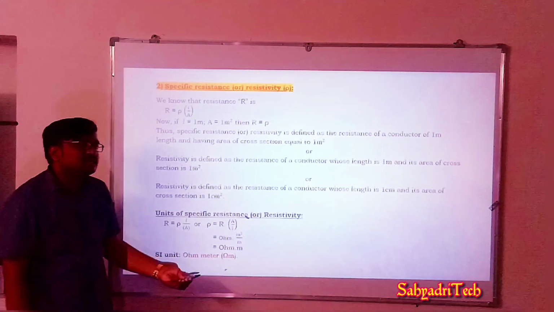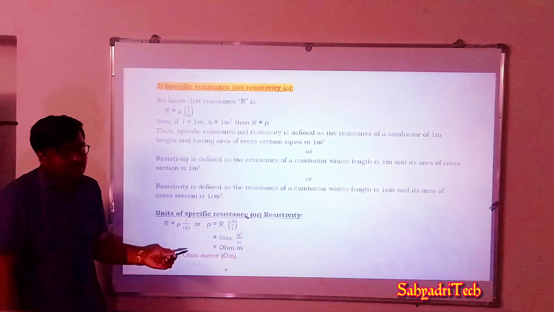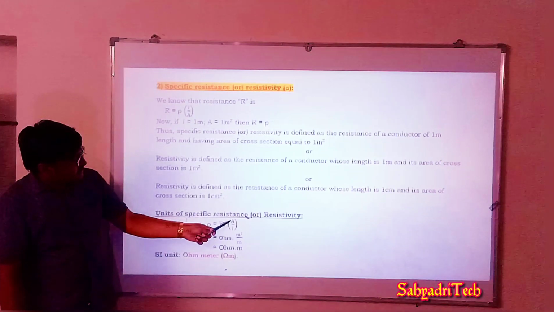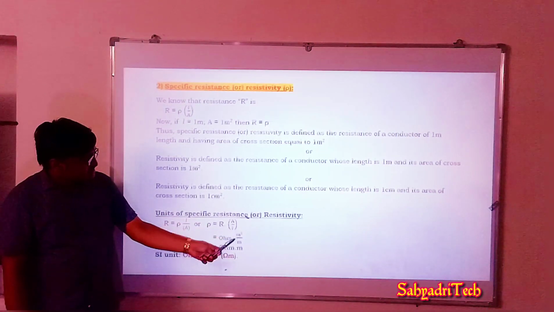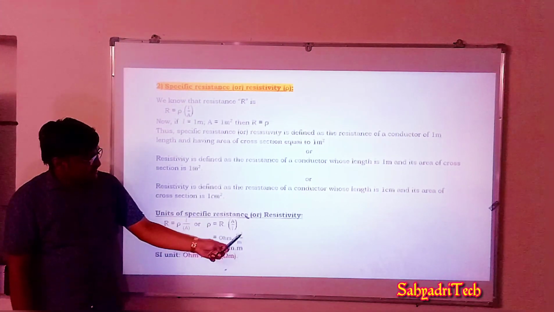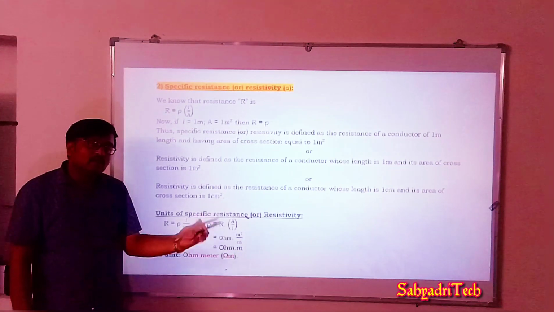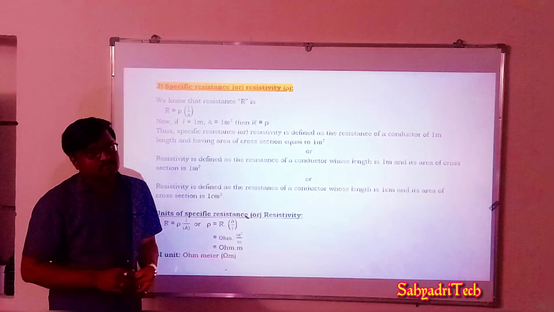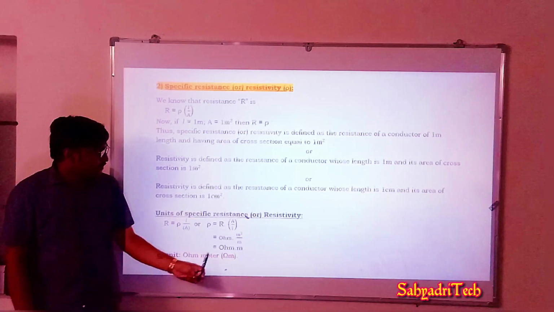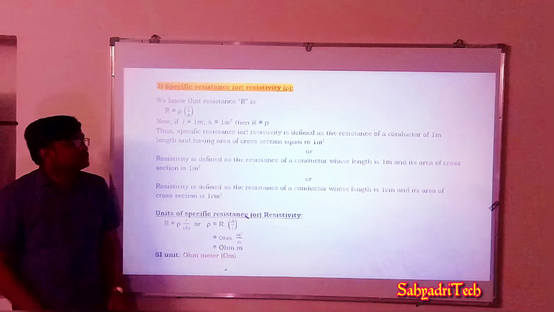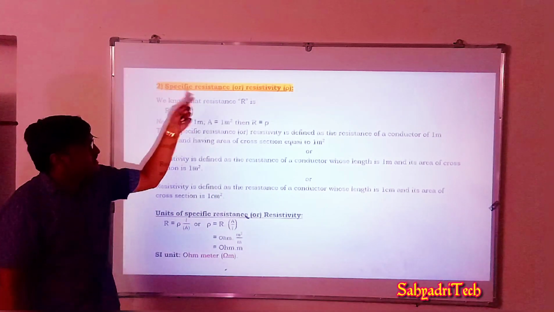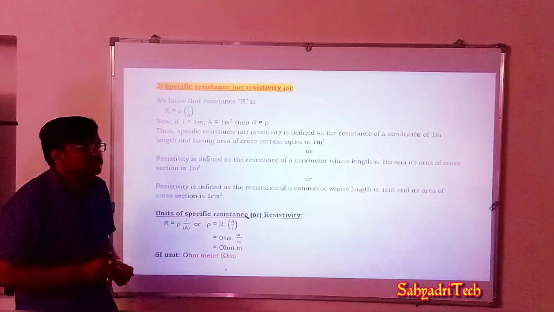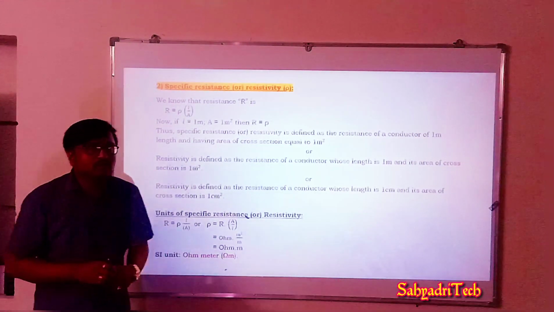Even ohm centimeter can also be the unit. Here area is taken as centimeter square, length is taken as centimeter. So square and centimeter cancel. What remains? Ohm centimeter. But what is the SI unit? Ohm meter is the unit. So this is the second term, specific resistance or resistivity, which is commonly used in electrochemistry.